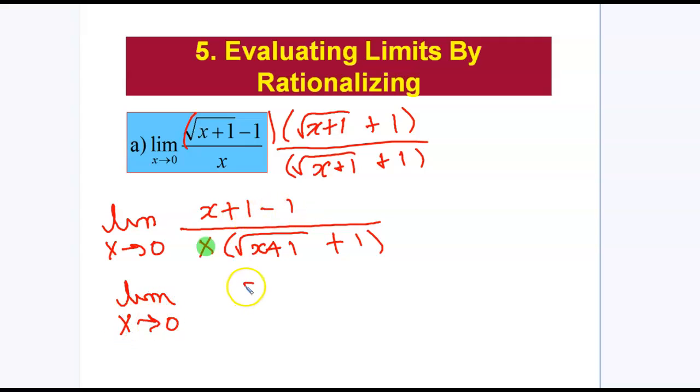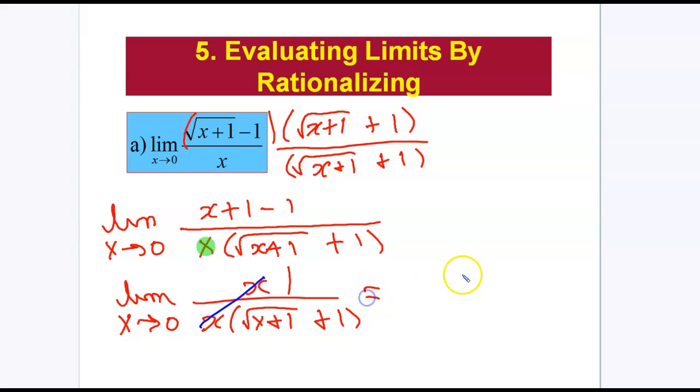Well, the 1 and the negative 1 cancel. So I have x over x times square root of x plus 1 plus 1. So now these x's cancel, and I'm really left with a 1 up here. Now I can use direct substitution, so I'm going to get the square root of 0 plus 1 plus 1, and this is going to equal 1/2.